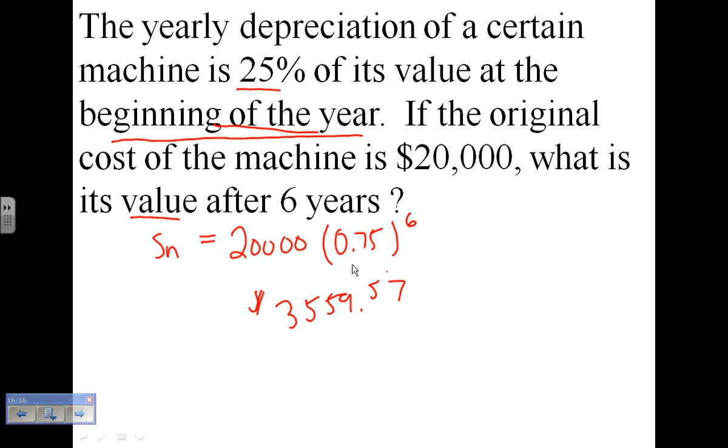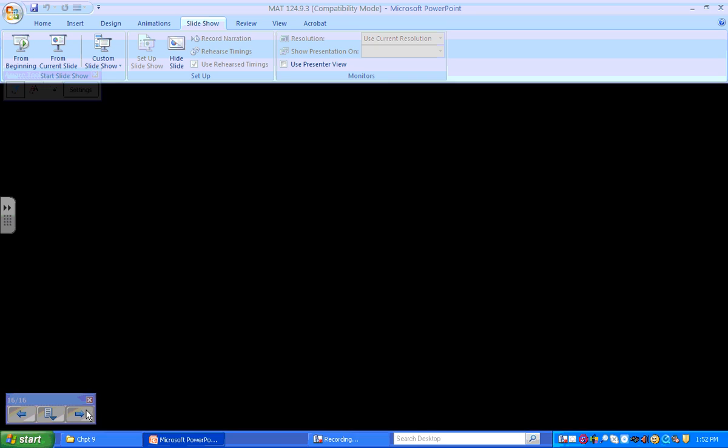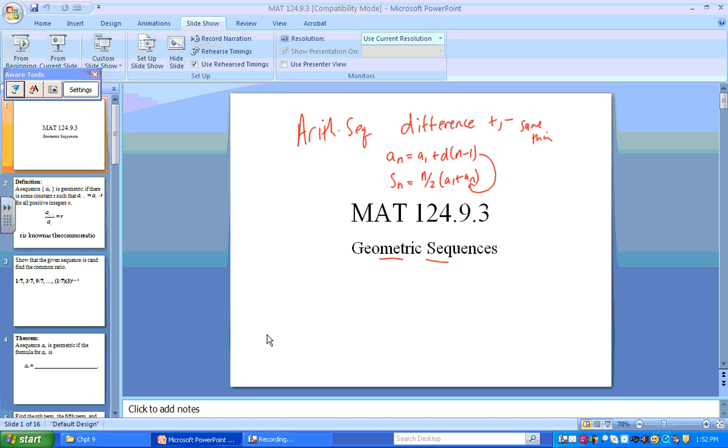Excellent. So, with all that said and done, I believe it's homework time. In this section, which is 9.3, the assignment is going to be page 721, I believe, and you're going to do numbers 1 through 53 odd.